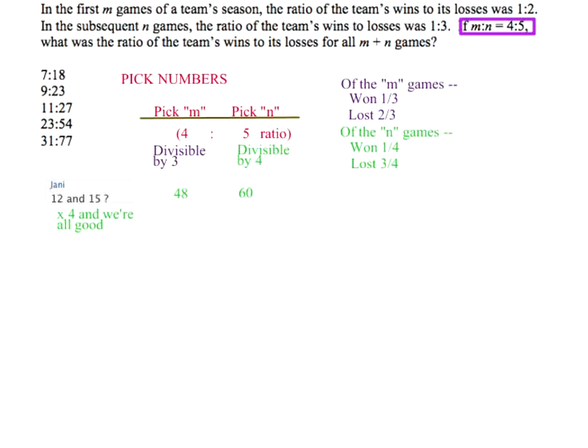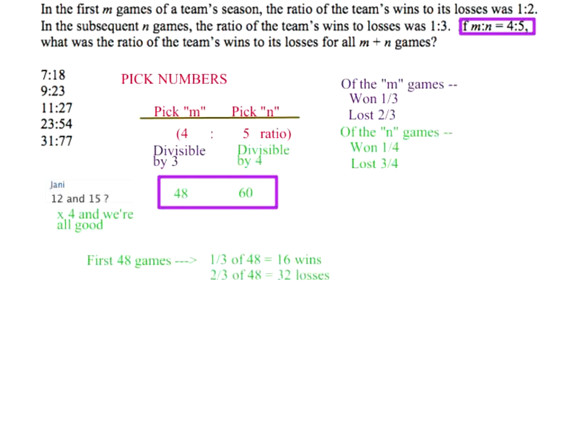So once we have these numbers, this is the crux of the problem. Like once we have these numbers, it's actually very easy from this point onward. So like in the first 48 games, you have 1/3 of 48 is wins. So that's 16 wins. And you have 2/3 of 48, which is the other 32 games are losses.